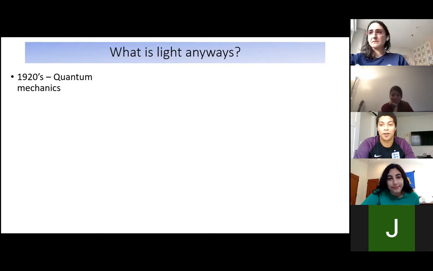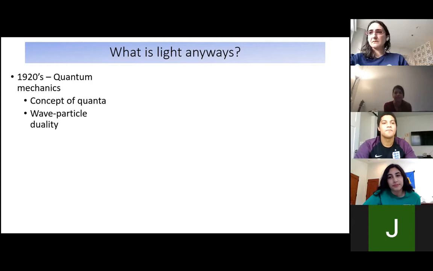And you have the birth of quantum mechanics, and all of these different phenomena that were really unaccounted for, just glaring problems. And really, the concept of quanta and quantization came to light to solve these problems.